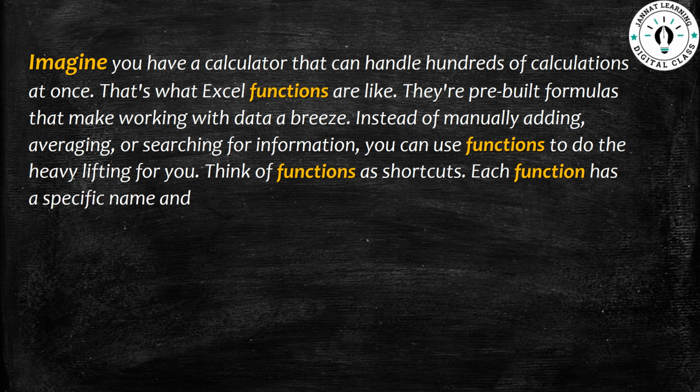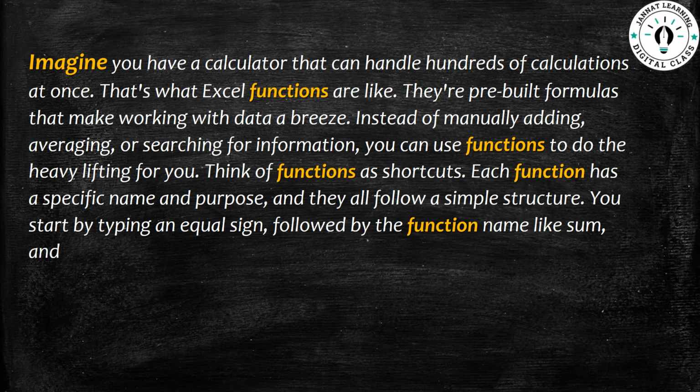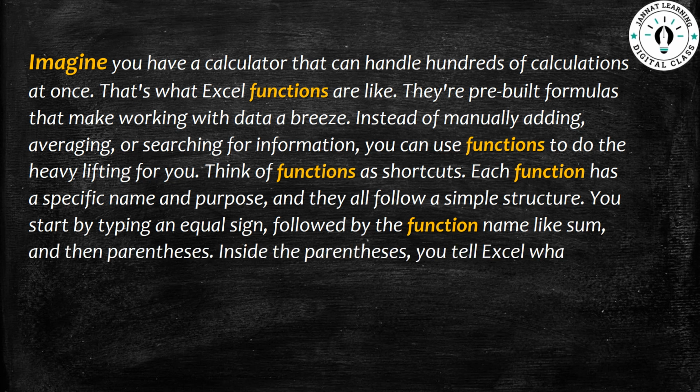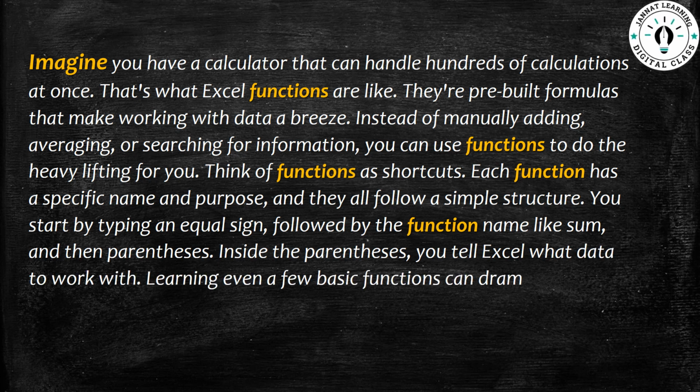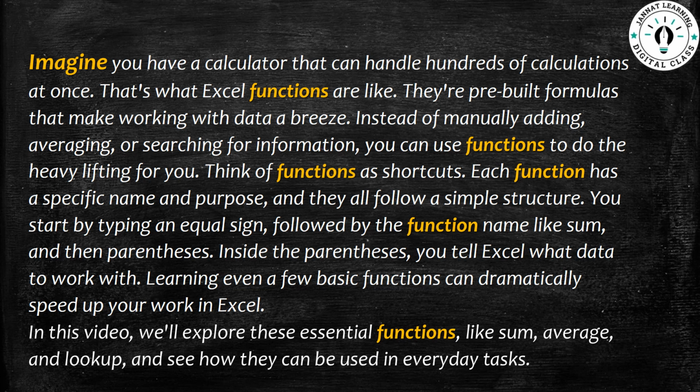Each function has a specific name and purpose, and they all follow a simple structure. You start by typing an equal sign, followed by the function name like sum, and then parentheses. Inside the parentheses, you tell Excel what data to work with. Learning even a few basic functions can dramatically speed up your work in Excel. In this video, we'll explore these essential functions, like sum, average, and lookup, and see how they can be used in everyday tasks.